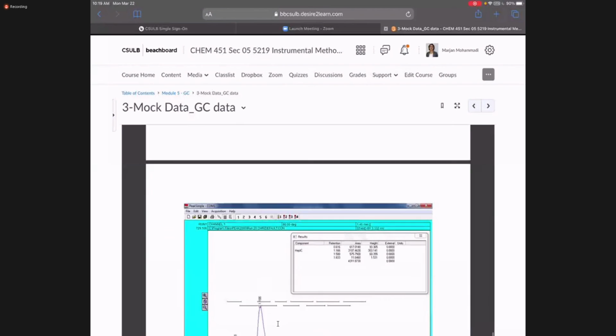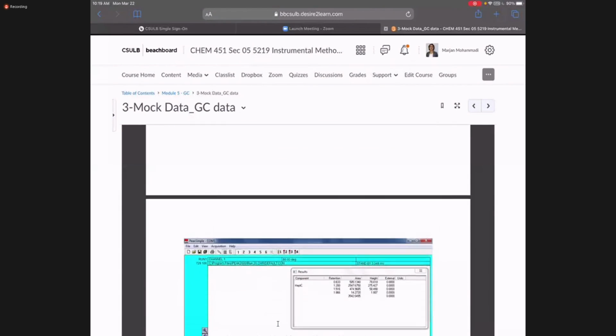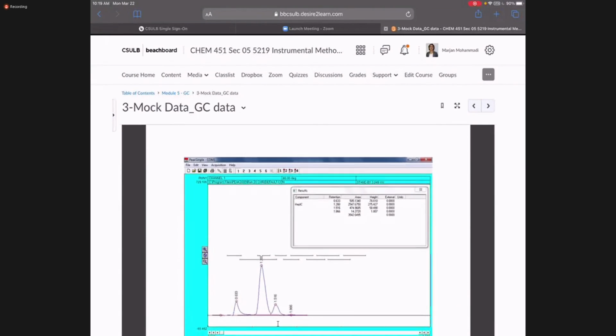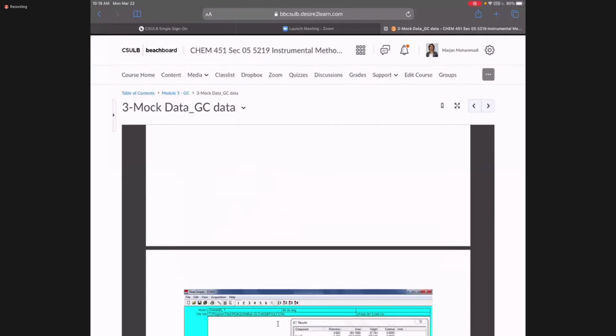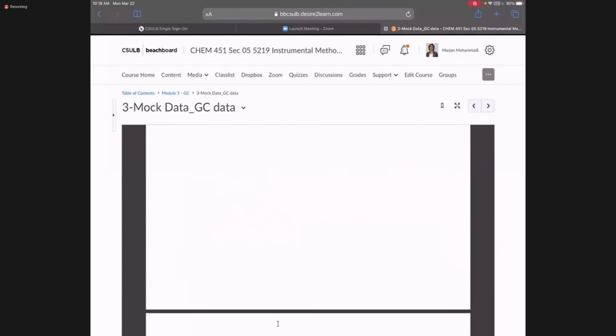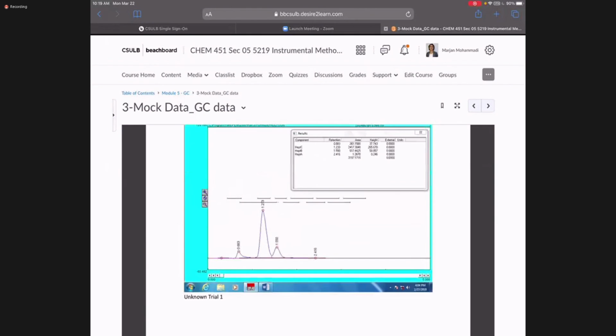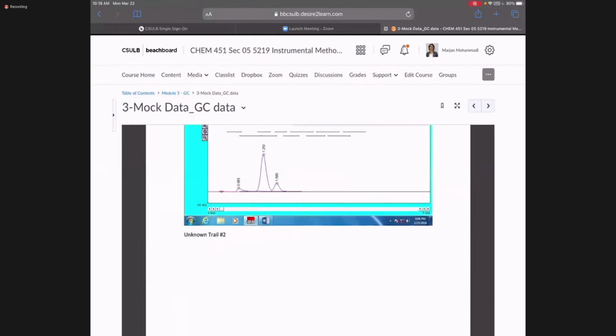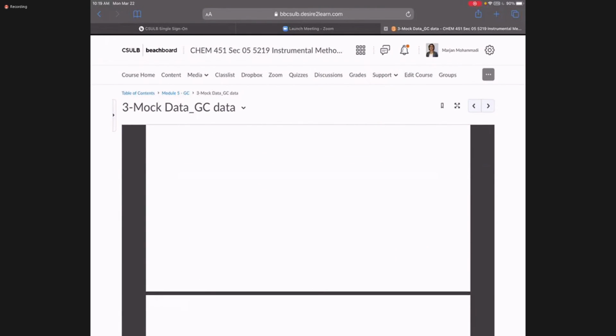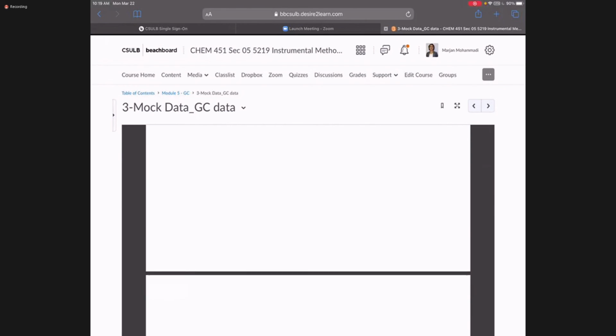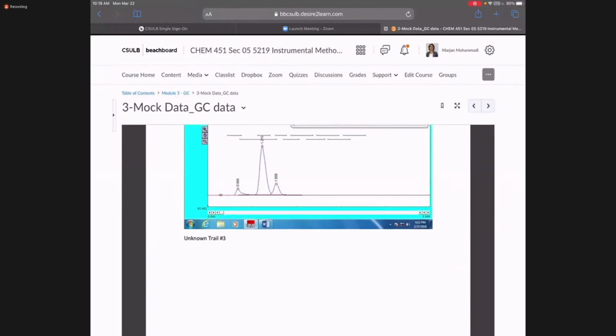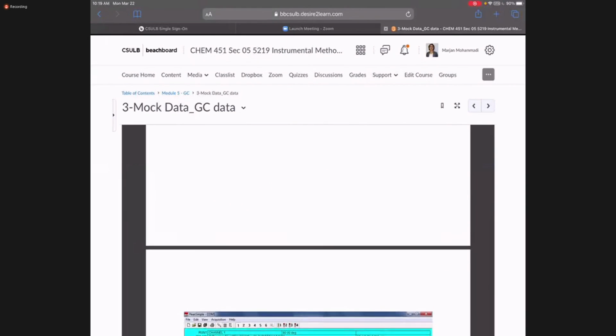Are we good so far, everybody? Yeah, it's making sense. Absolutely. So get the average for each trial. You have the unknown sample right here. Make the standard curve and find out what is the percentage of ethanol in your sample. Basically, that's it. And find out the LOQ and LOD.